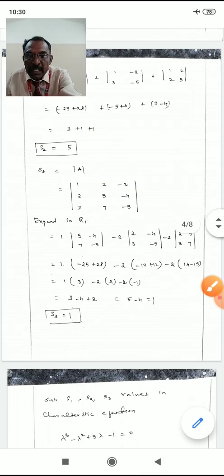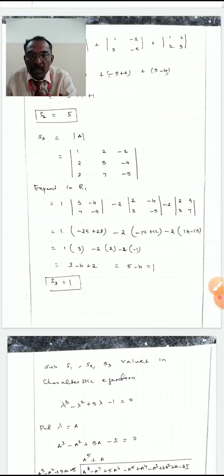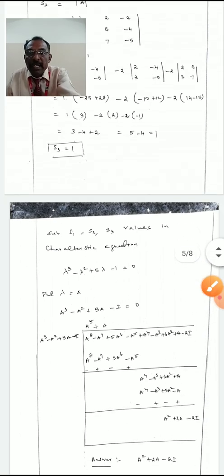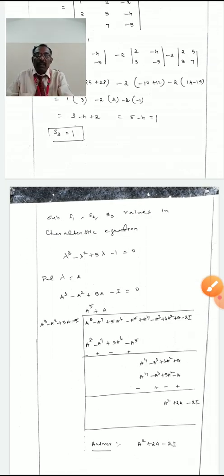The simplification of the above line becomes 1 of minus 25 plus 28, minus 2 of minus 10 plus 12, minus 2 of 2 into 7, 14 minus 15. Finally 3 minus 4 plus 2 becomes plus 1. S3 value is plus 1. So substitute the S1, S2, S3 values in the characteristic equation. We get lambda power 3 minus lambda squared plus 5 lambda minus 1 is equal to 0.